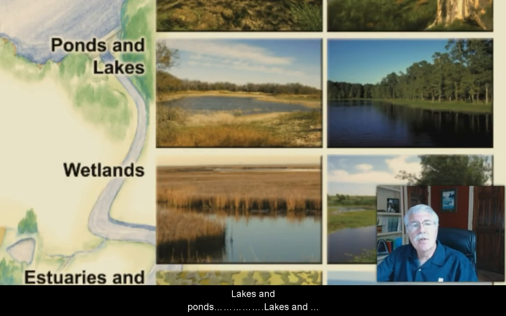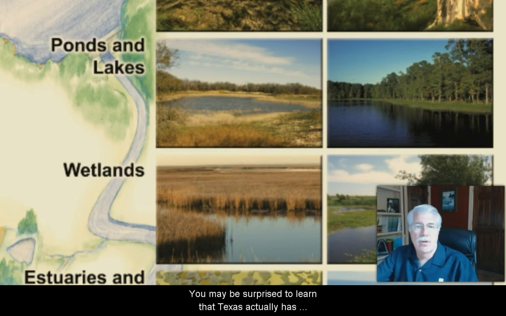Next, we'll cover lakes and ponds. Lakes and ponds are among Texas's most well-known and popular aquatic ecosystems. Lakes and ponds are bodies of standing water, in other words, not flowing water. You may be surprised to learn that Texas actually only has one natural lake. That's Caddo Lake. We'll talk about that in more detail a little later.